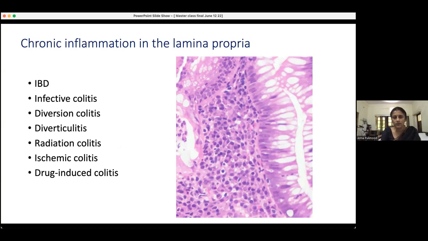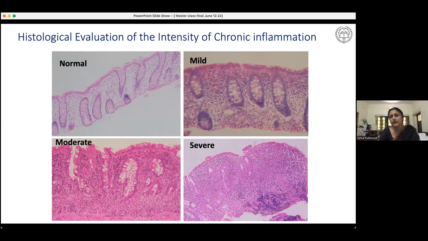Coming to chronic inflammation, there are so many disorders associated with chronic inflammation in the lamina propria. And a very important aspect of evaluating chronic inflammation is knowing how much there is. Is it normal? Is it mild? Is it moderate? Or is it severe? This is something that you learn as you go along. You see more biopsies, you can evaluate and tell more accurately and consistently how much the inflammation is. Generally, we don't diagnose IBD, especially a new case of IBD, unless there is moderate or severe inflammation. With a mild chronic inflammation, we will not diagnose IBD.